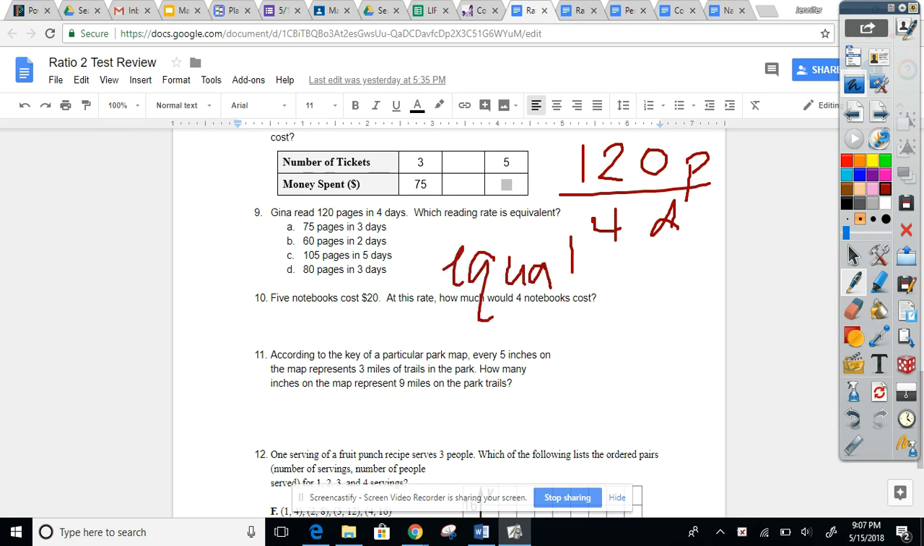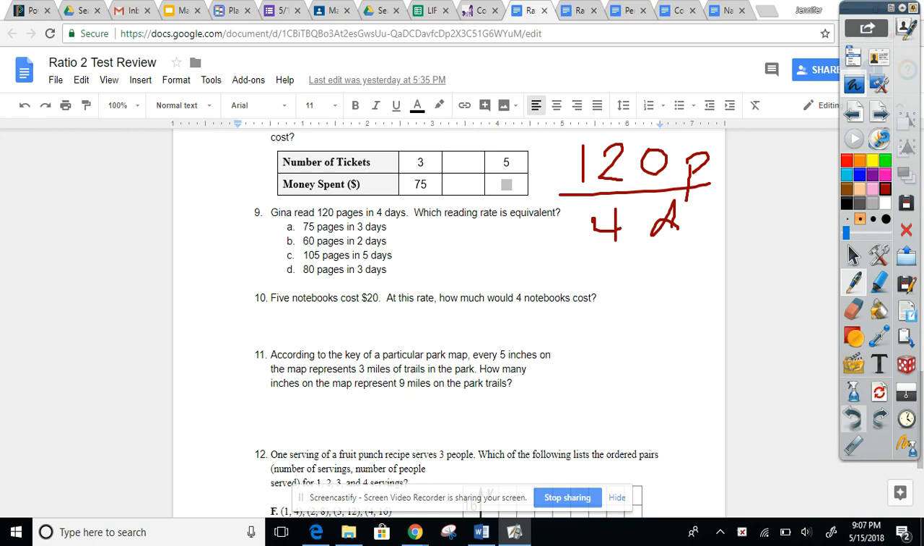Okay, we've gone over this. So if I want an equivalent fraction, I want something that means it's equal. If I want an equivalent ratio, I want something that is equal. If we look at our answer choices, we see that we have 75 pages, 60, 105, 80. All of those are less than 120. That means that I'm going to need to divide to see if these ratios are equivalent.